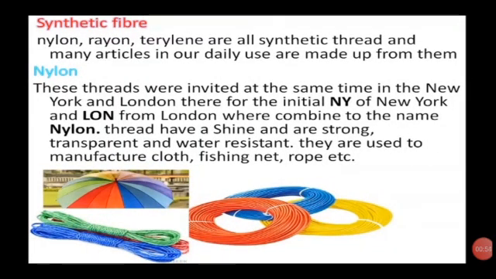Synthetic fiber. Nylon, rayon, terylene are all synthetic threads and many articles in our daily use are made from them. Nylon. These threads were invented at the same time in New York and London. Therefore, the initial NY of New York and LON from London were combined to make the name nylon. Threads have a shine and are strong, transparent and water resistant. They are used to manufacture cloth, fishing nets, rope, etc.